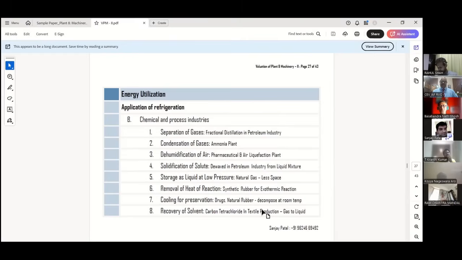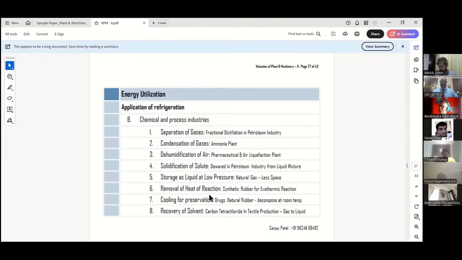And after that, bleaching, and after that, the main process of the processing section in the textile industry. What is the main process which gives strength and silkiness appearance to the fabric? Mercerisation process. Okay? So these are industrial applications of refrigeration.